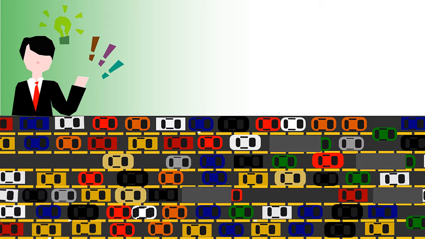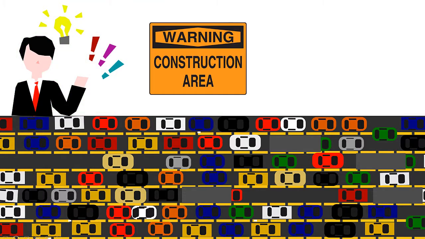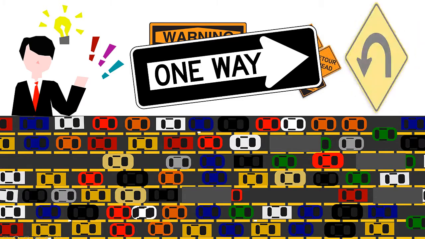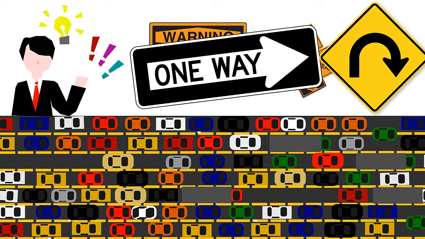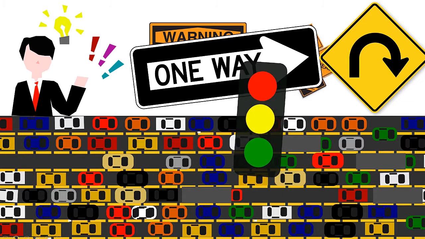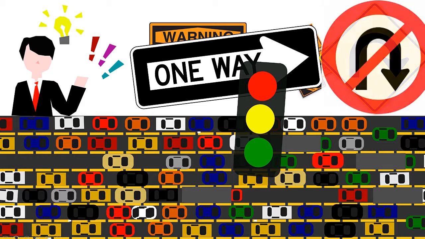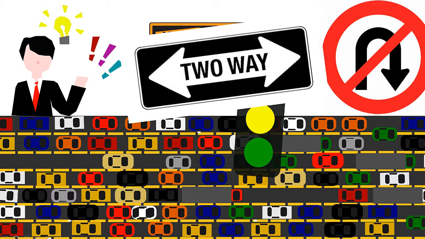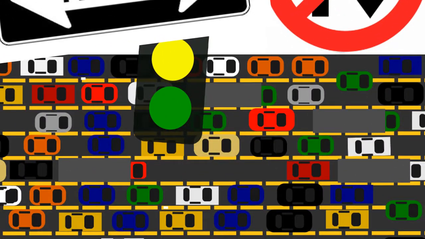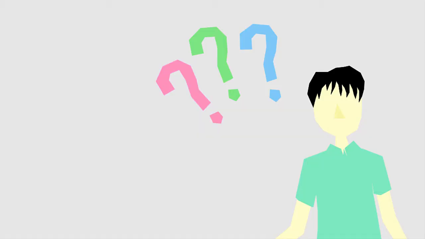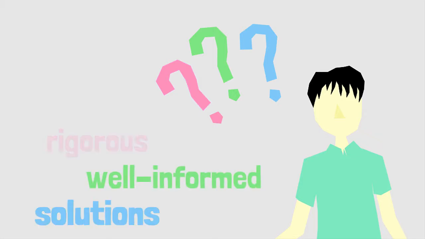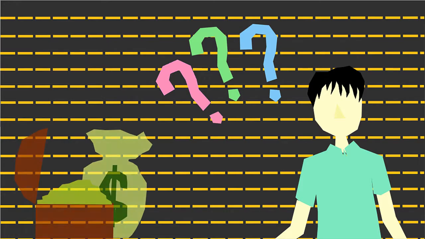Sometimes authorities attempt to solve these problems by creating new roads, widening existing roads, making certain roads one-way, adding or removing U-turns, new stoplights, among many others. Sometimes it works, sometimes it doesn't, and they try another method. And that doesn't work either, so they come up with a new one, so on and so forth, but the traffic still remains. How do you solve this problem? How do you come up with rigorous, well-informed solutions that will alleviate traffic and maximize taxpayer funds?